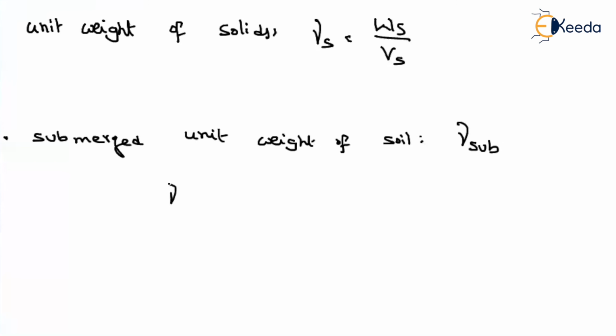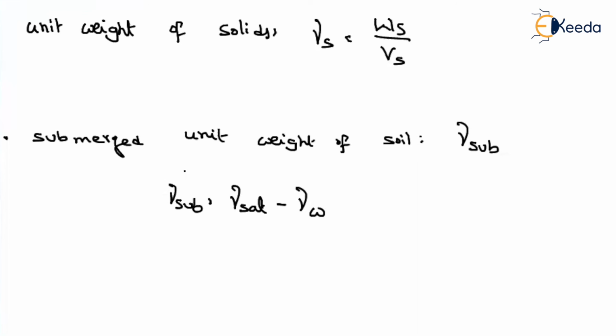So this I can represent as gamma submerged. That I can say is gamma saturation, that means if your soil is in saturated condition, what is the unit weight? Minus, we will subtract the unit weight of the water. So if they give a liquid other than water, then you have to subtract the unit weight of that oil or whatever the liquid may be. Okay. So normally this is based on the Archimedes principle.